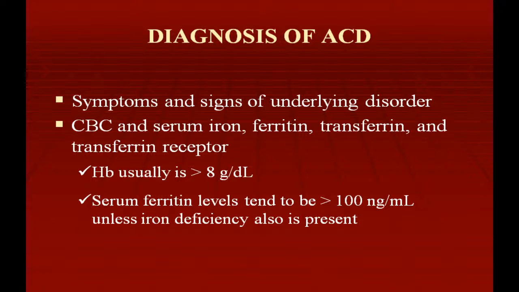You should make this diagnosis, of course, due to symptoms and signs of the underlying disorder, so the symptoms and signs of the main disease. You check CBC, of course, serum iron, ferritin, transferrin and transferrin receptors to differentiate it from iron deficiency. And you see that hemoglobin usually is not very low, and in general serum ferritin levels are also quite normal unless iron deficiency is present, because of course in inflammatory bowel diseases, in time there will be anemia also due to deficiency of iron, for example.